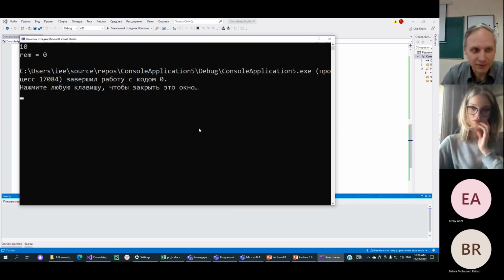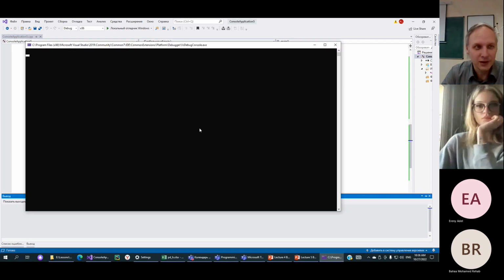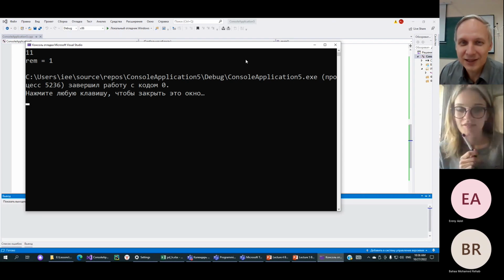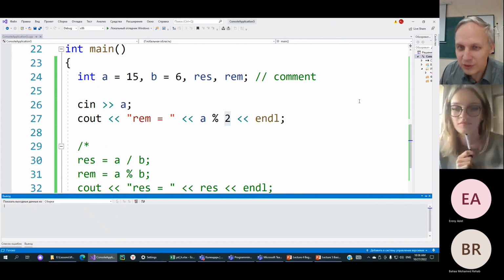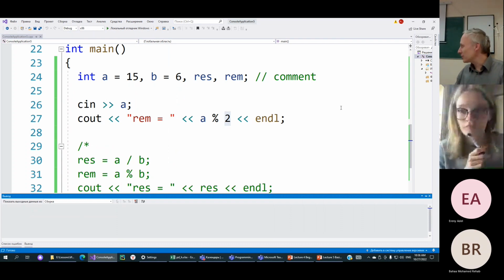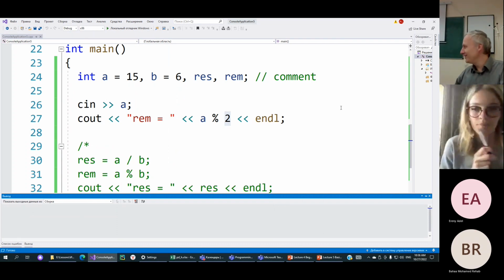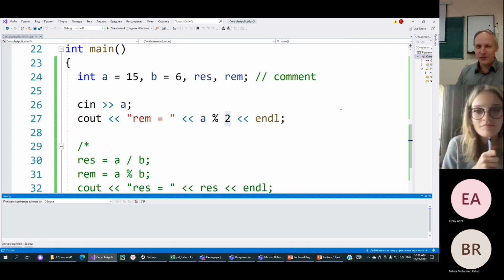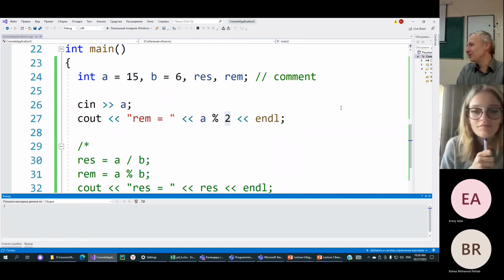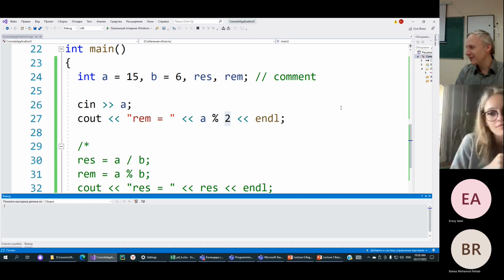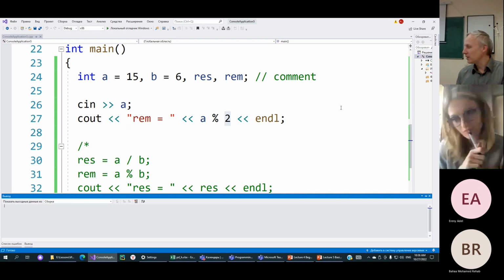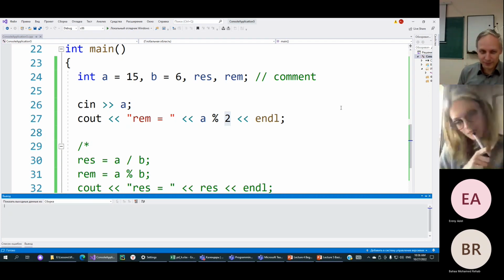When we enter 10, 0. Enter 11, 1. So this operation we can use to check: is the number odd or even? The remainder is 0 or 1. Later, when we consider the conditional statement if, we can work with this situation. We can output the answer on the screen: is the number odd or even?